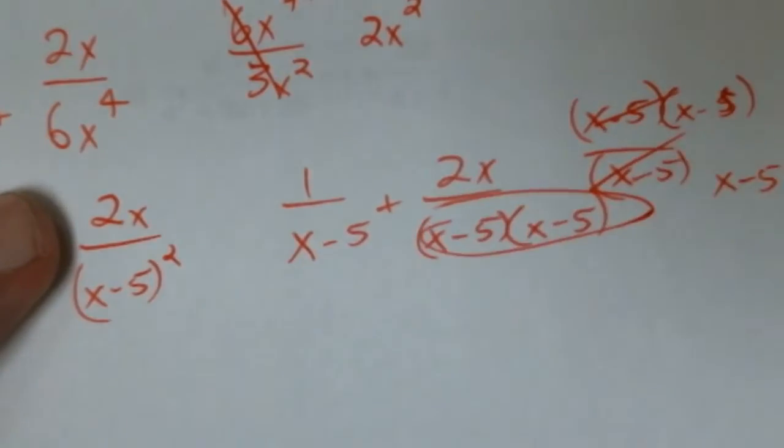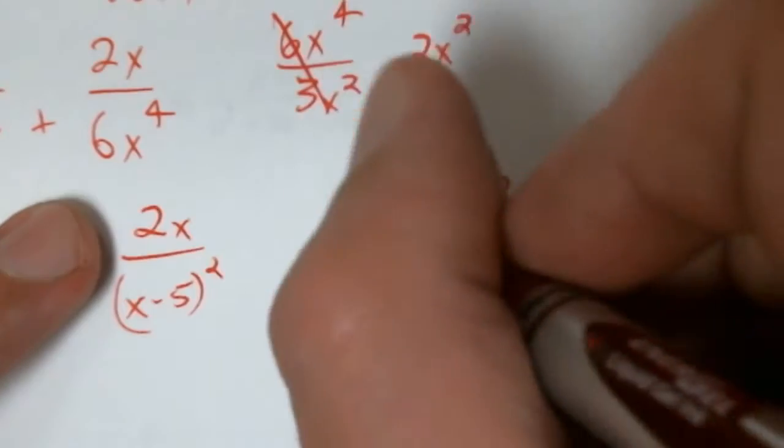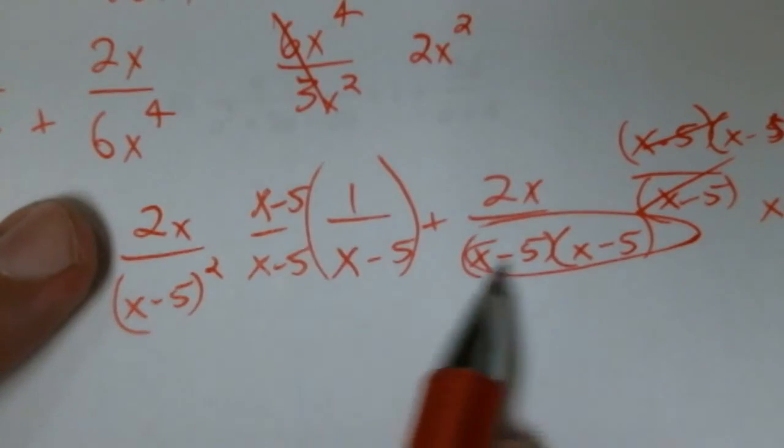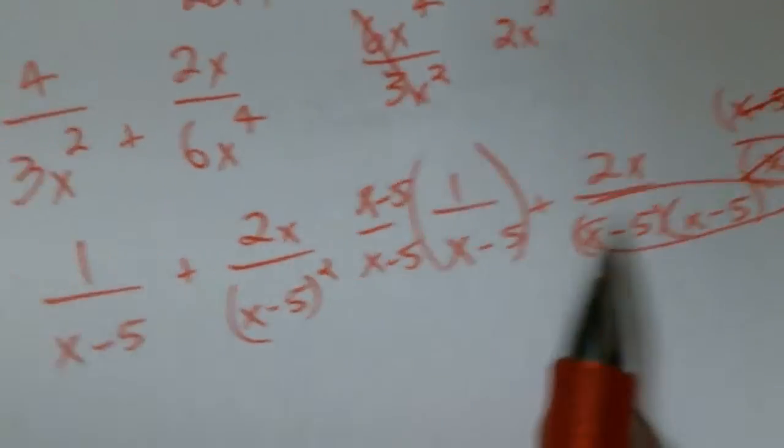So this guy is my common denominator, which would mean this guy needs one more x minus 5, so that I can both have an x minus 5 squared on the bottom.